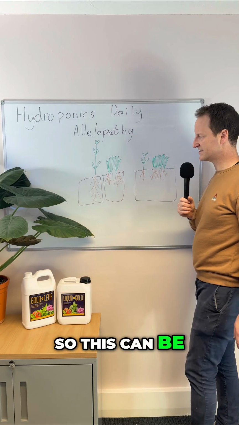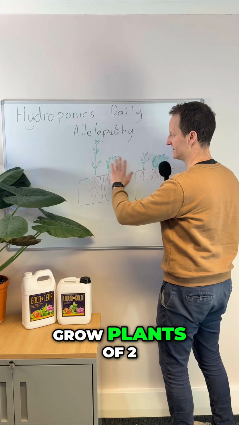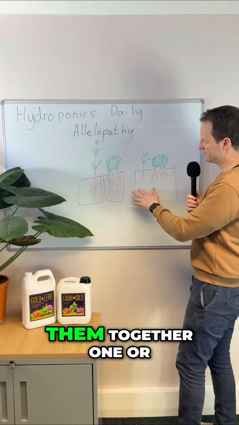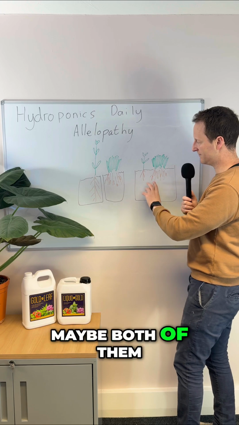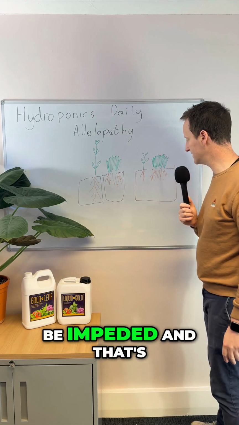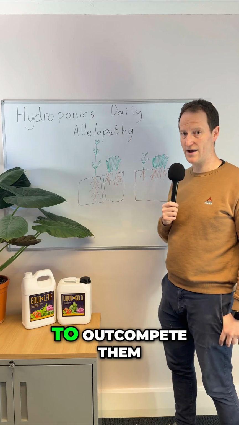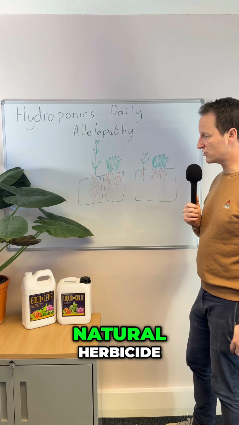So this can be scientifically shown where you grow plants of two different species in separate pots, and they grow really well. But if you were to grow them together, one or maybe both of them, their growth will be impeded, and that's because of chemicals released by one of the plants to harm the other plants, to outcompete them. So they produce a natural herbicide.